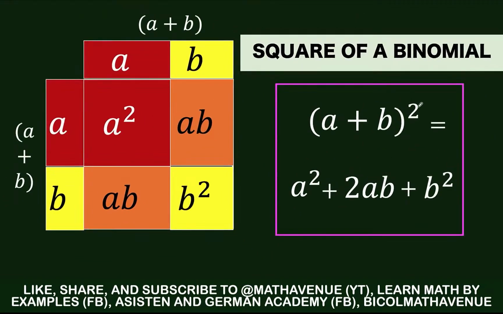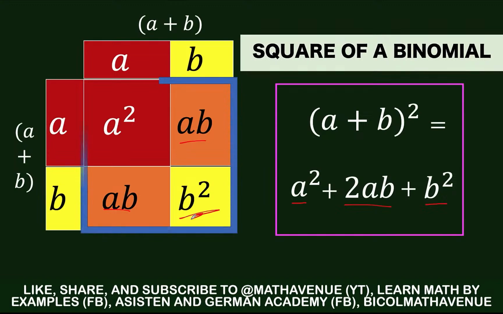When you square a binomial, just square the first term, get twice the product of the first and the second term. So the product of the first and the second term is AB, and double it to get 2AB, and square the last term, that would be B squared, which is now this B squared here. Let's have an application of this.